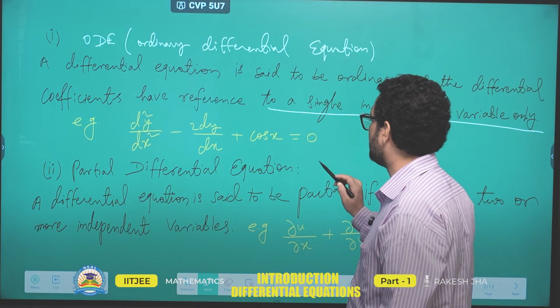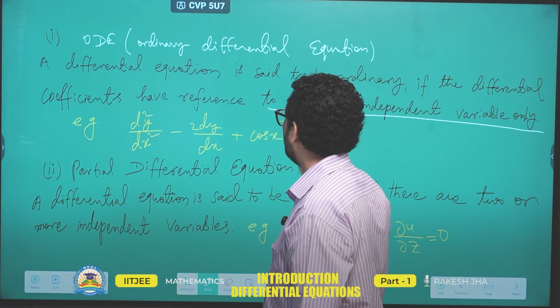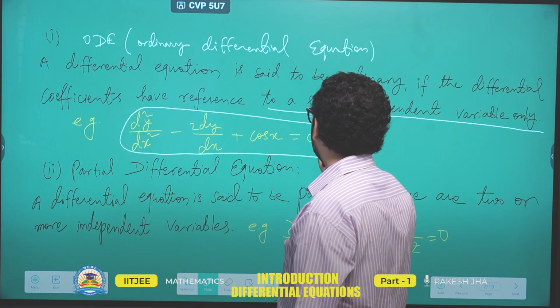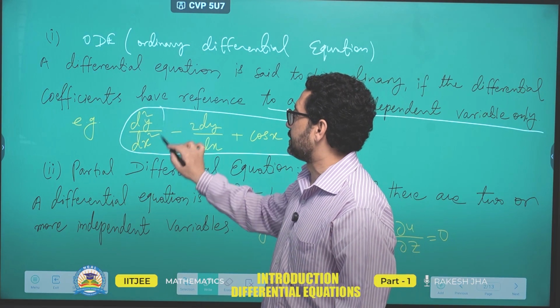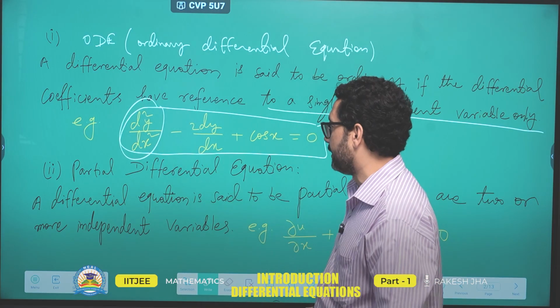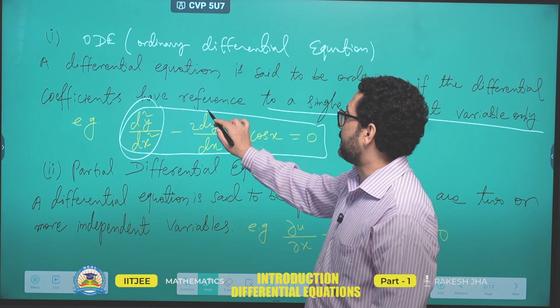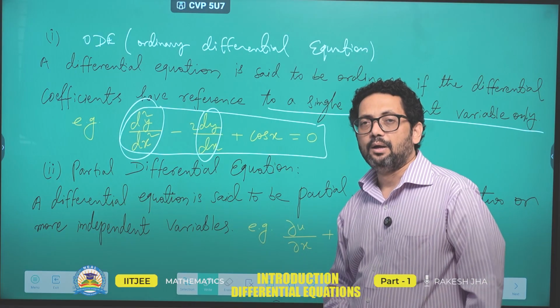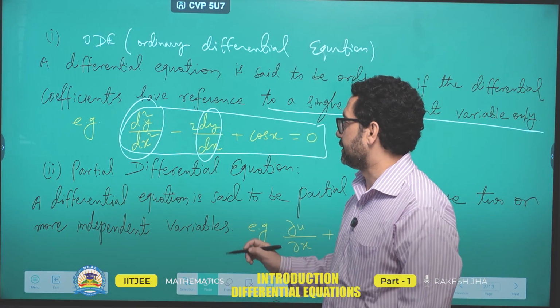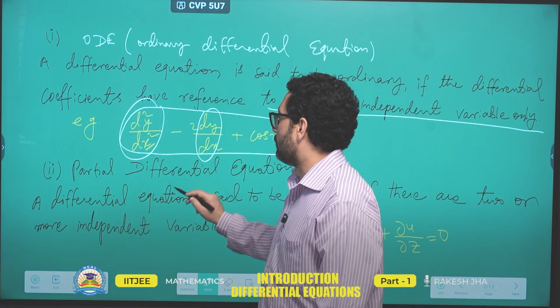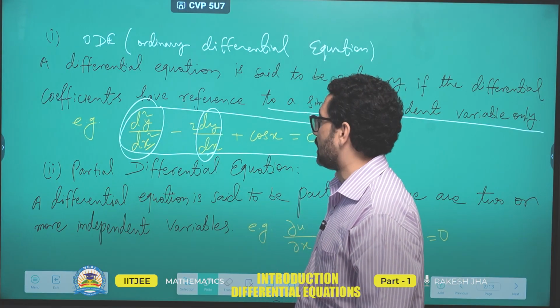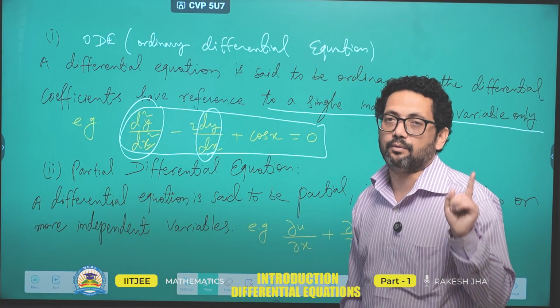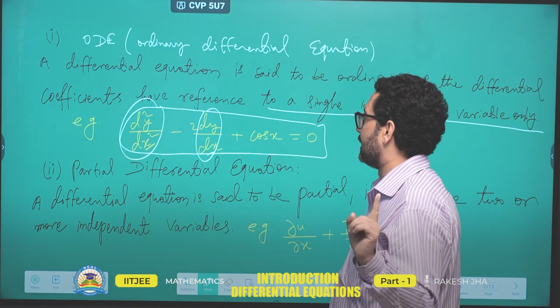For an example, see this case here: d2y upon dx square, this is nothing but the second order derivative. dy by dx is the first order derivative, and then cos x. What we are finding here is that y is dependent and x is the only independent variable. So we have only one independent variable in the case of ordinary differential equation.